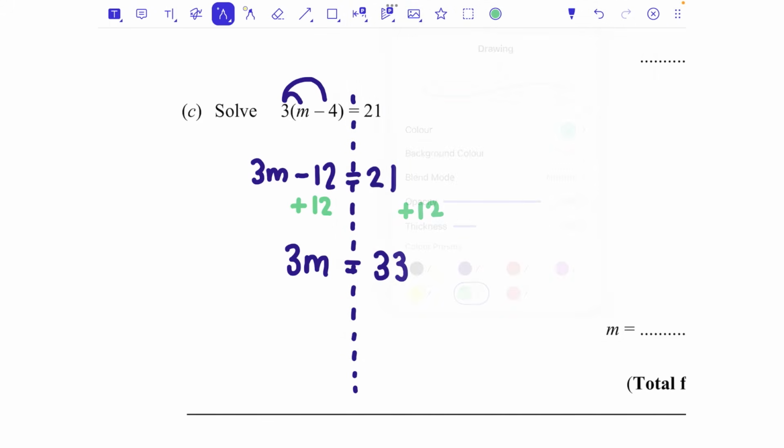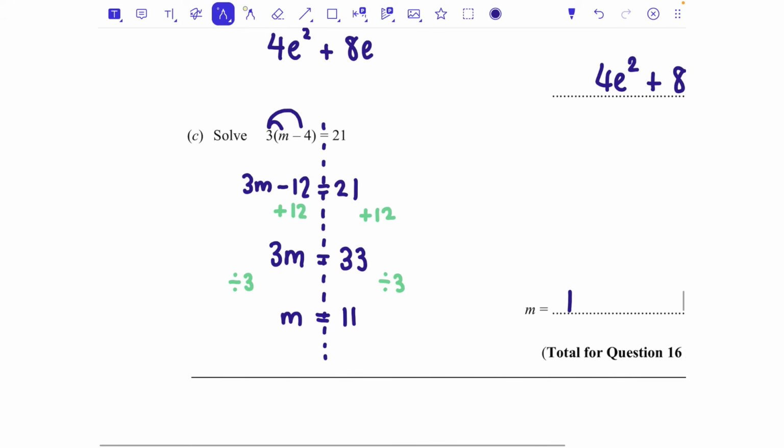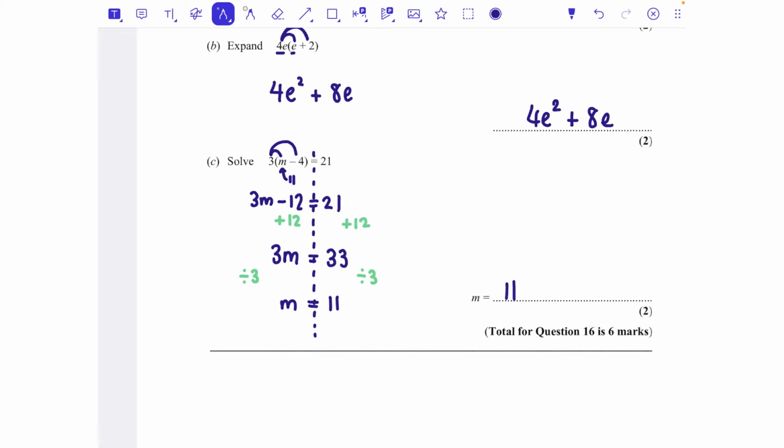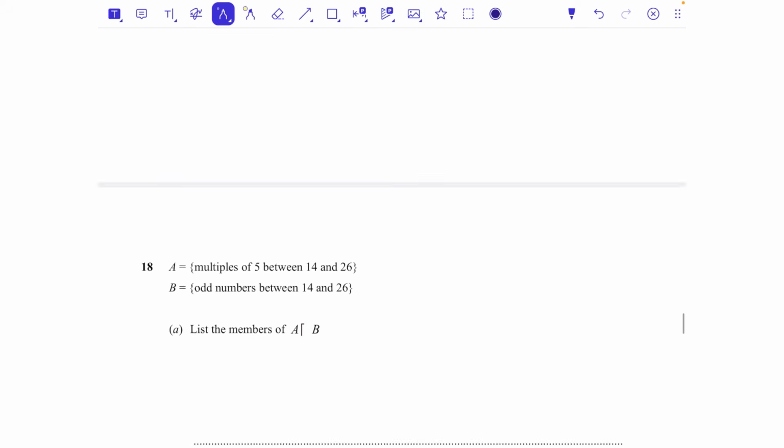Next, if I've got 3 lots of m, but I just want to know what m is, I'm going to do the opposite of timesing by 3, and I'm going to divide by 3, and that's going to get rid of the 3 and just say that we've got m. We've now just got 1 lot of m, and that equals 11. So m is 11. You can always check your answer by putting 11 in here. 11 take away 4 is 7, and 3 lots of 7 is 21. So yes, that works, it makes sense, and we're happy with our answer.